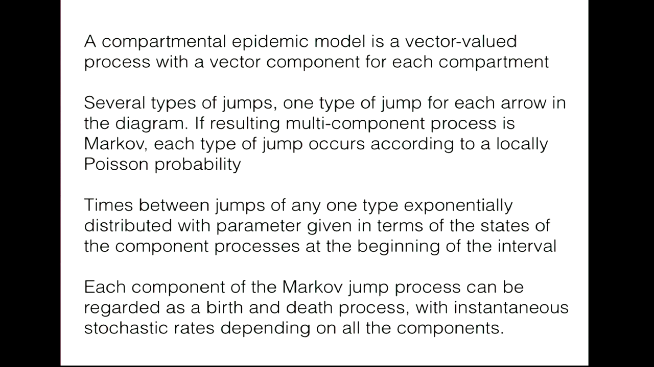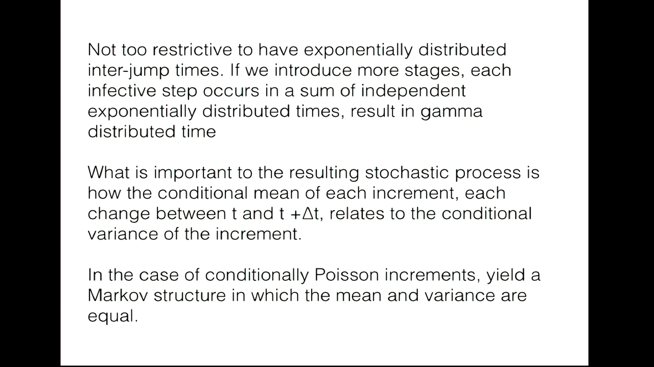Okay. So an epidemic compartmental model is some vector valued process, that is it has multiple components S, I and R with a vector component for each compartment. There are several types of jumps, which is if you drew arrows between the S, I and R compartments, you could have one type of jump for each arrow in the diagram. If the resulting process is Markov, then each type of jump occurs according to a local Poisson probability. You know that they're exponentially distributed in terms of the states that exist at the beginning of the interval. Each of these you can regard as a birth or death process where you take something from here and put something there with specified rates, with instantaneous rates that depend on the components.